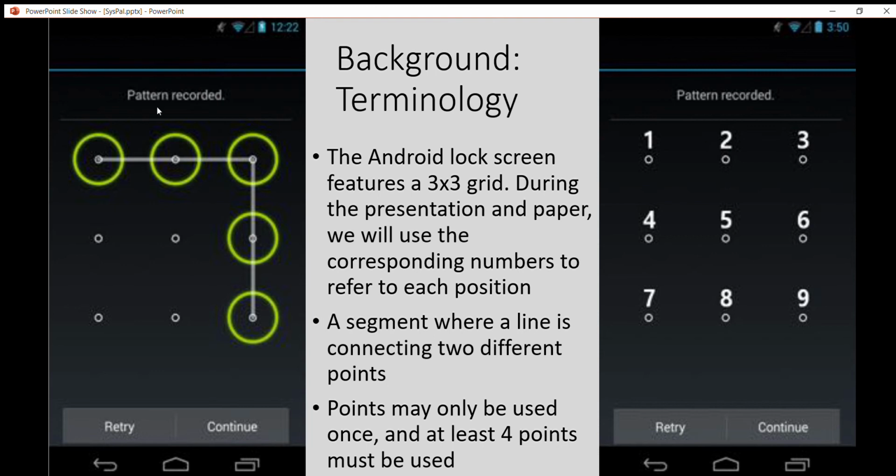Also on the left-hand side here, you can see that there are certain lines that are connecting these various points. These are going to be called segments during this presentation. And additionally, we will note that points for these passcodes can only be used once. So once one point is included in the passcode, the user cannot re-reference that point further along in the passcode. For instance, saying 1213 would not be a valid passcode, but you could say 1233.